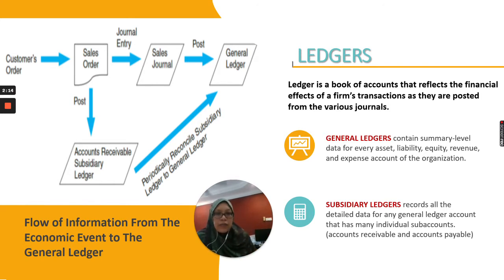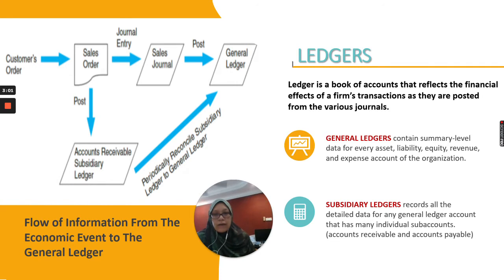Ledger is the book of accounts that reflects the financial effects of the firm's transactions as they are posted from the various journals. Okay, so they have the general ledger and the subsidiary ledger. Normally the general ledger is at the summary level data for each of the components in the accounts, okay, asset, liability, equity, revenue, expenses accounts of the organisation. Then they go to the subsidiary ledger. They will record all the detailed data for any general ledger account that has many individual sub accounts. For example, account receivable, account payable, that one we call the subsidiary ledger.